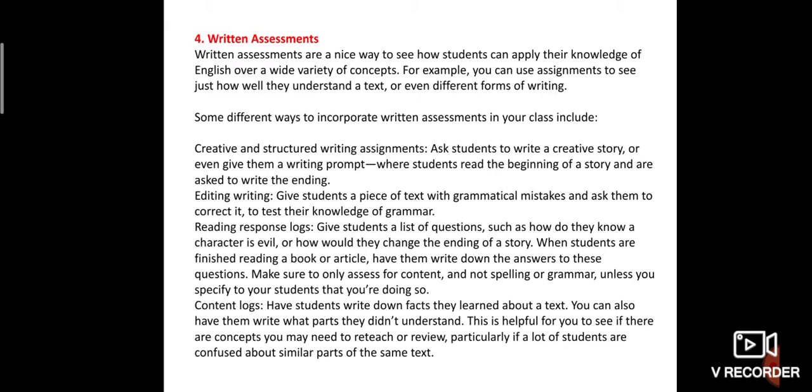So daghan kay tag pwede mabuhat gud when we talk about assessment and belonging to the written assessment. You let them write content logs. You let them write metacognitive logs. You let them write a diary. No, say for example, magsugod na mo og discuss og novel.